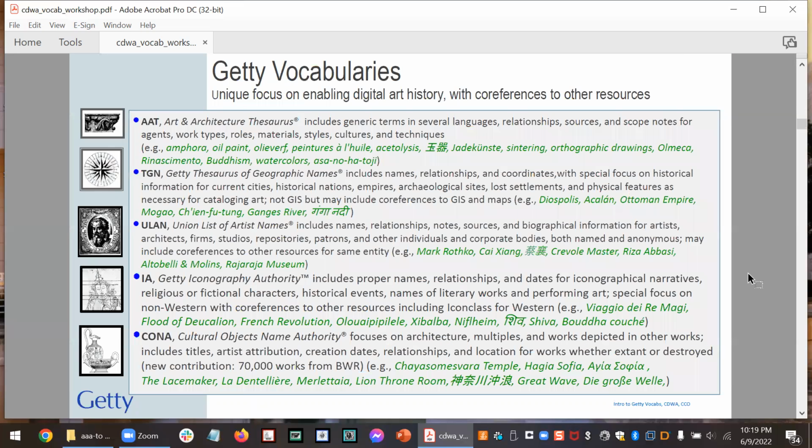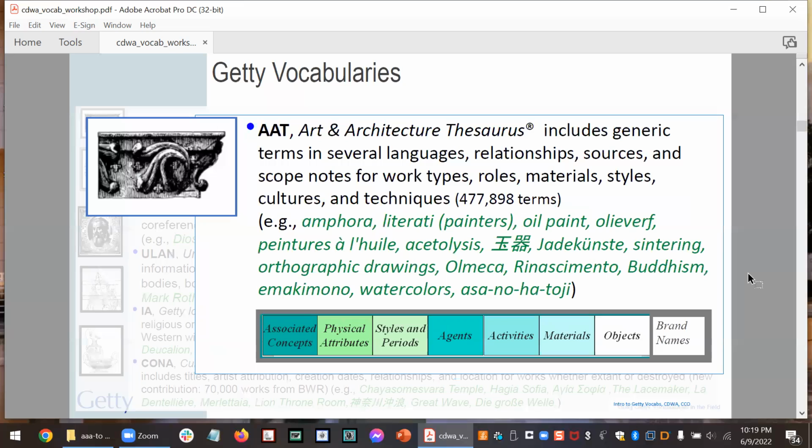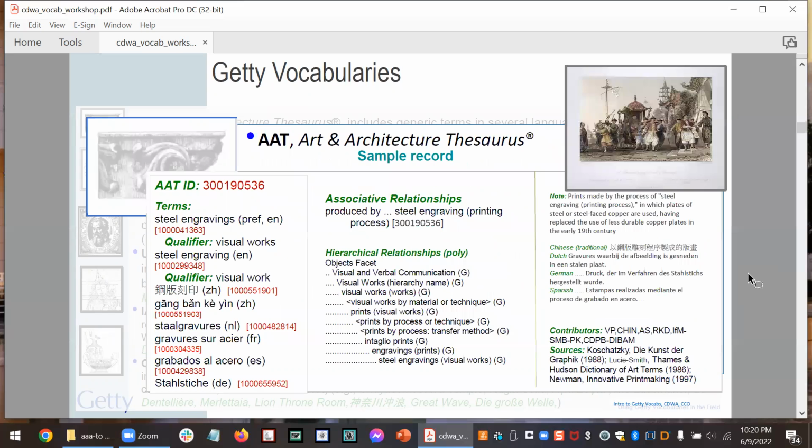Now let's take a look at each of the vocabularies quickly here. We'll begin with the AAT, the Art and Architecture Thesaurus. This includes generic terms in several languages and other rich metadata about concepts. So there you'll find terms such as amphora, literati, oil paint, etc. The concepts in the AAT are arranged in these facets, associated concepts and physical attributes on the left going over towards the right with materials and objects, etc.